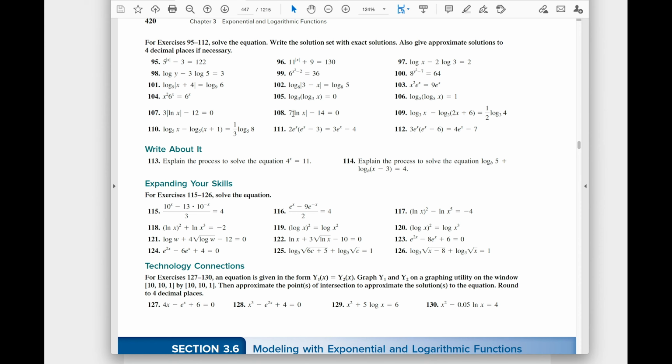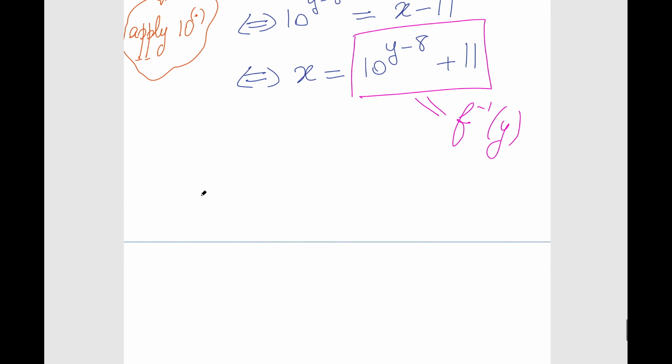So 7 times the absolute value of ln x minus 14 equals 0. Remember, the question is to find the solution set. So this is problem 108. Sorry, it's the other way: it's 7 times the absolute value of ln x, minus 14, equals 0. Correct? And the question is to find the x's that do the job.